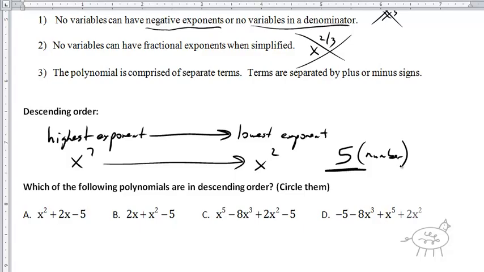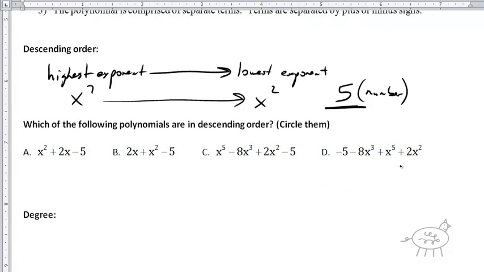Okay? So it says which of the following are in descending order. Again, I don't care about the number in front. I only care about the 2. This is a 1, and this is a constant term, we say it's 5. So this is in descending order. This is not, because the 2 is in the middle here, and there's a 1 here. It needs to be written as x squared plus 2x minus 5.